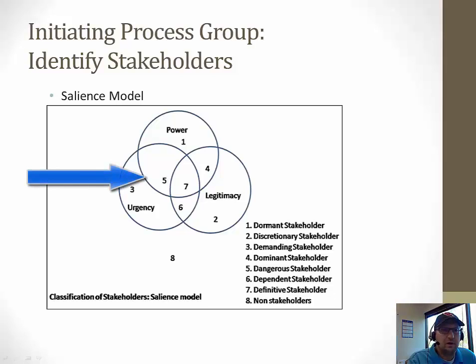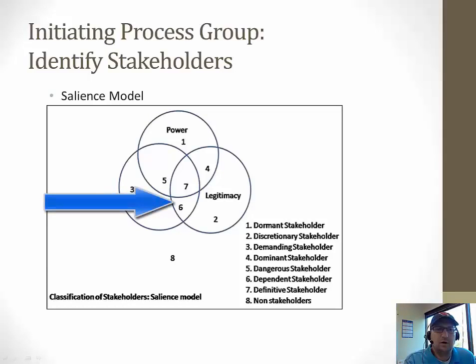5, the dangerous stakeholder, is where power and urgency overlap, right? And so with that combination, they could actually be dangerous to your project's welfare unless their demands are met, right? Because you've got to act, and they've got power.